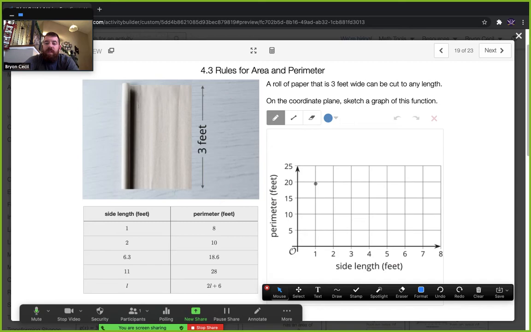All right, let's graph this. They do let us mark on this. So we say at 1, we're at 8 here. Okay. 2, we're at 10. I can get on the mark there. Then at 6.3, we're kind of around here. We're at 18.6, so like somewhere around there. And then 11, we're off of that, okay?